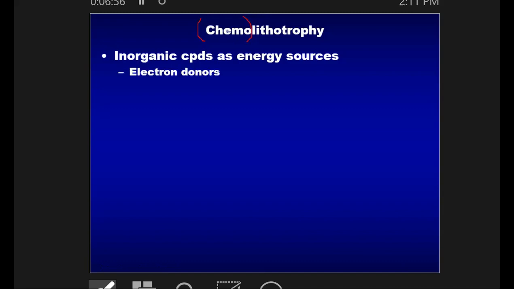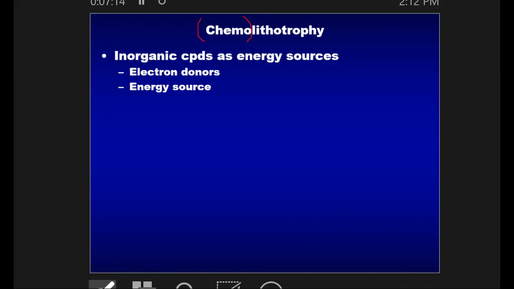And so this idea that they can eat rocks, so to speak, in order to get their energy needs met. And so they're using those inorganic compounds as electron donors. And we can't do that. We don't have this ability. And so they're using them as electron donors and as an energy source.